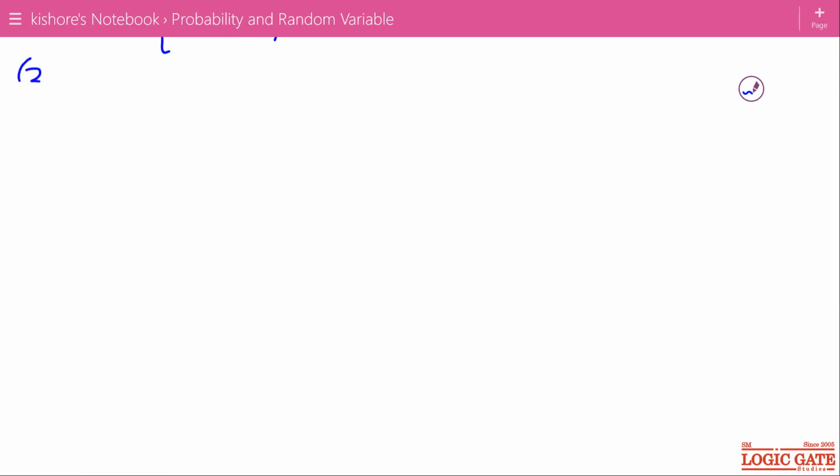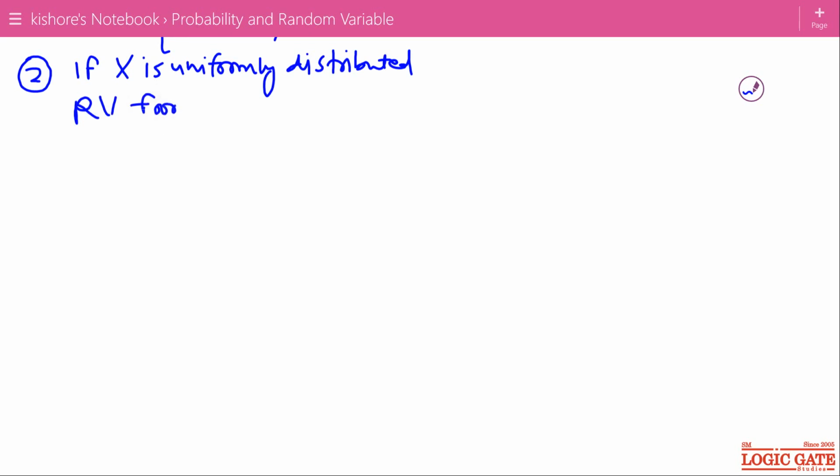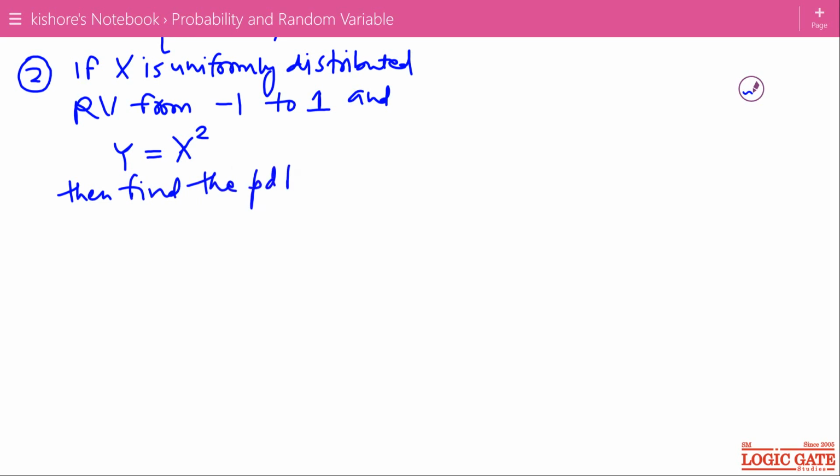Now one last example, if x is a uniformly distributed random variable from minus 1 to plus 1, and y is x square, then find the PDF of random variable y.